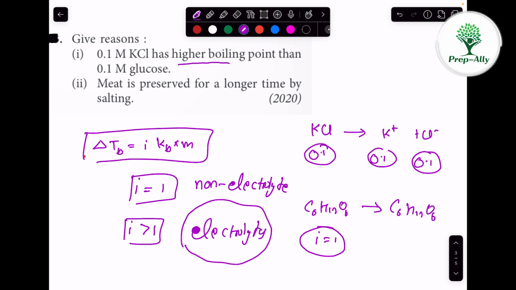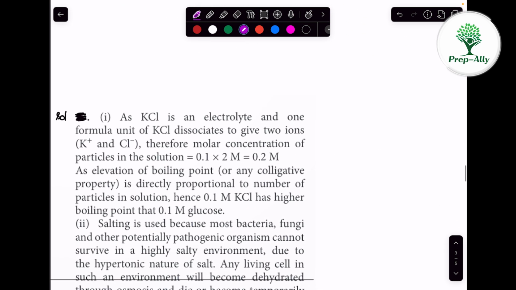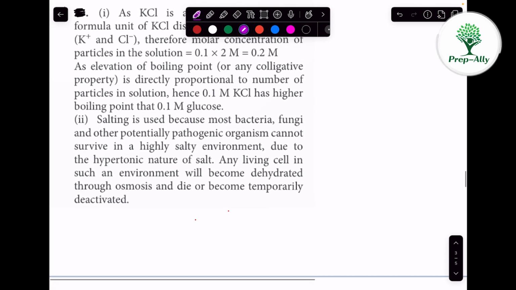Now the second part is: meat is preserved for a longer time by salting. Again we can see the exact reason. Salting is used because most bacteria and fungi or other potentially pathogenic organisms cannot survive in a highly salty environment due to the hypertonic nature. Because we have a hypertonic solution, any living cell in such an environment will become dehydrated through osmosis and die or become temporarily deactivated. That's why we use salting so much.